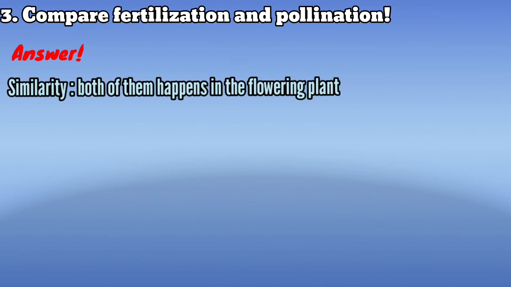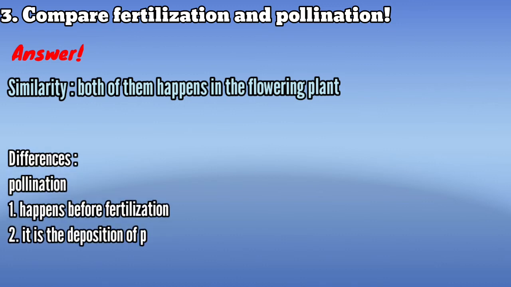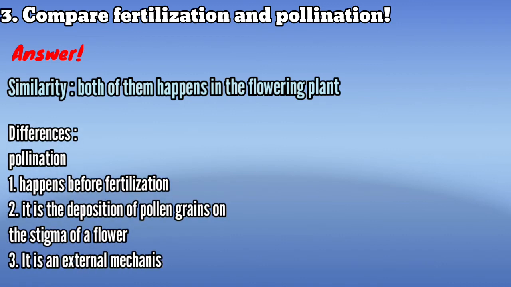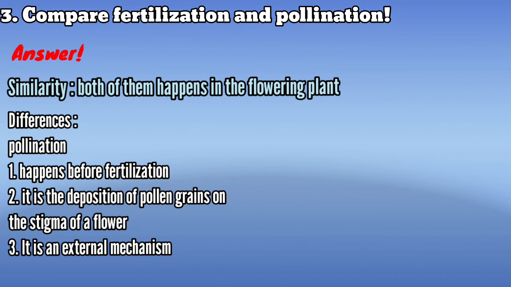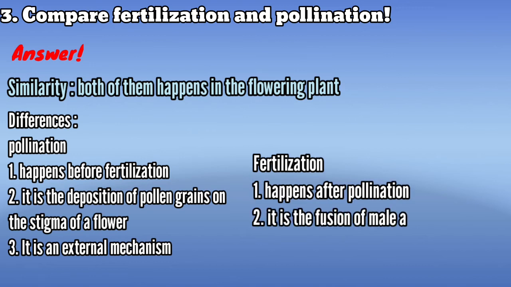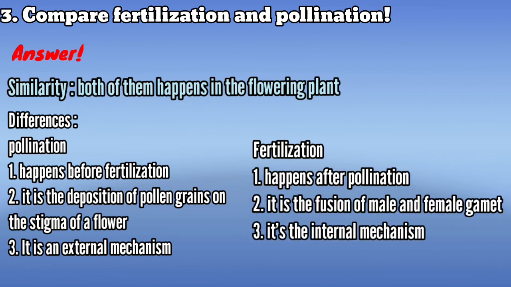It's time to discuss the answers. Both of them happen in the flowering plants. But the difference is pollination happens before fertilization. It is the deposition of pollen grains on the stigma of a flower, and it is an external mechanism. How about fertilization? Fertilization happens after pollination. It is the fusion of male and female gametes, and it is an internal mechanism.